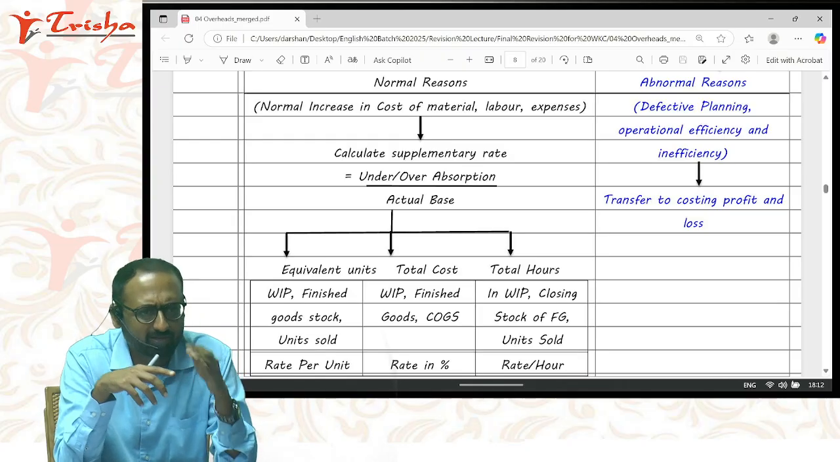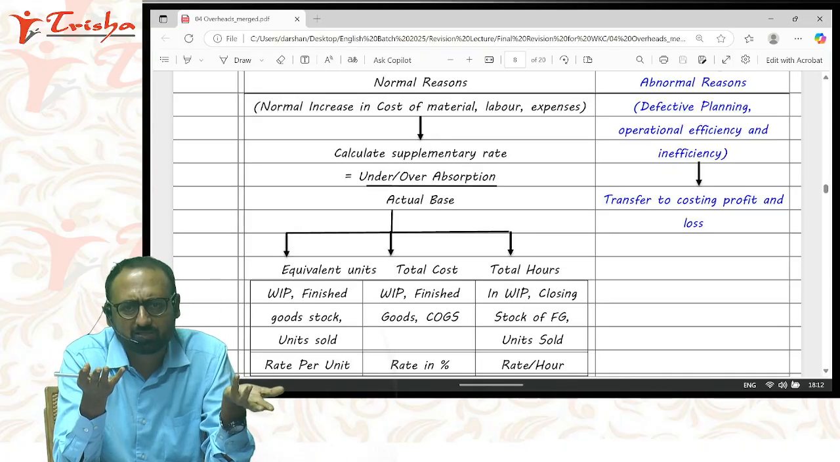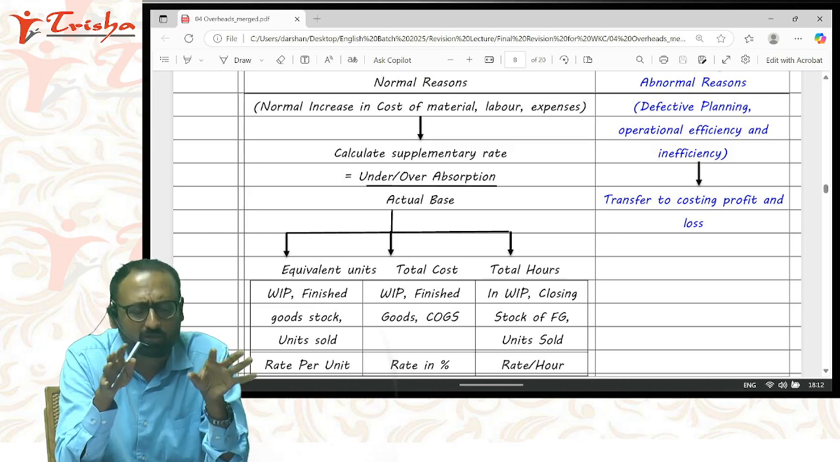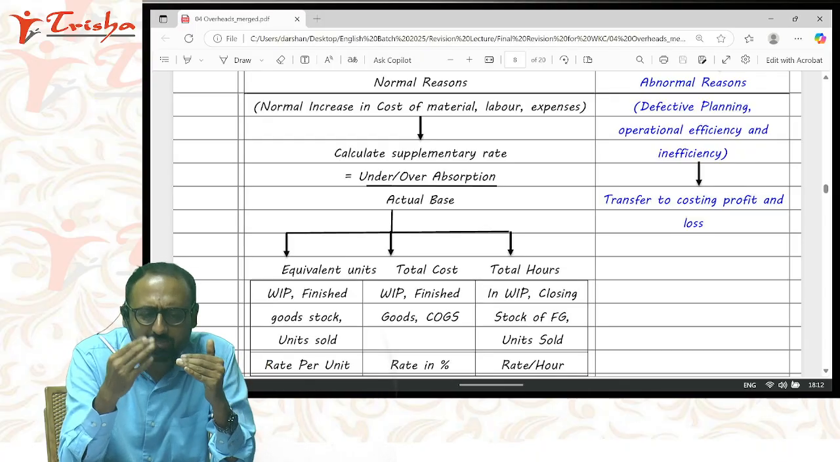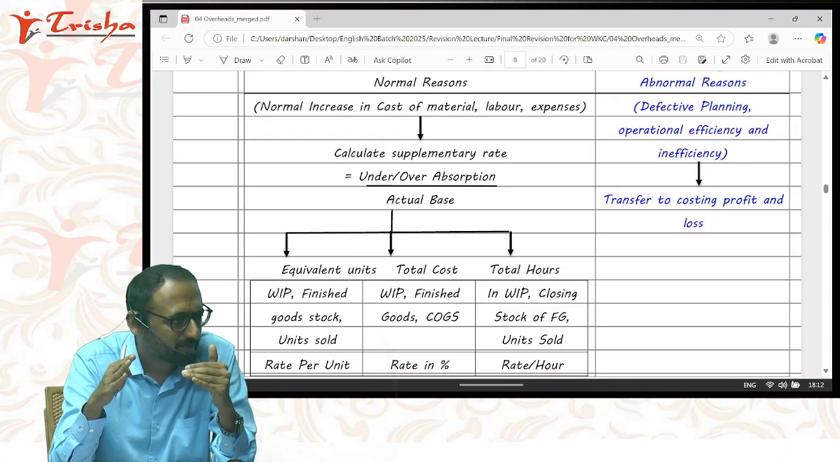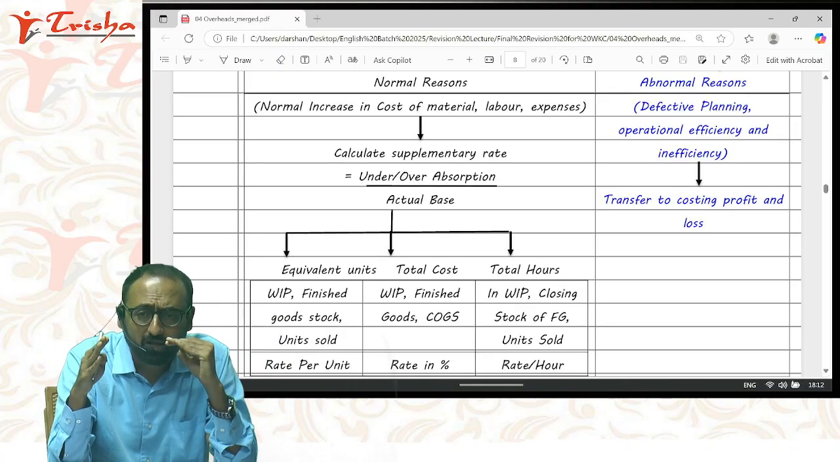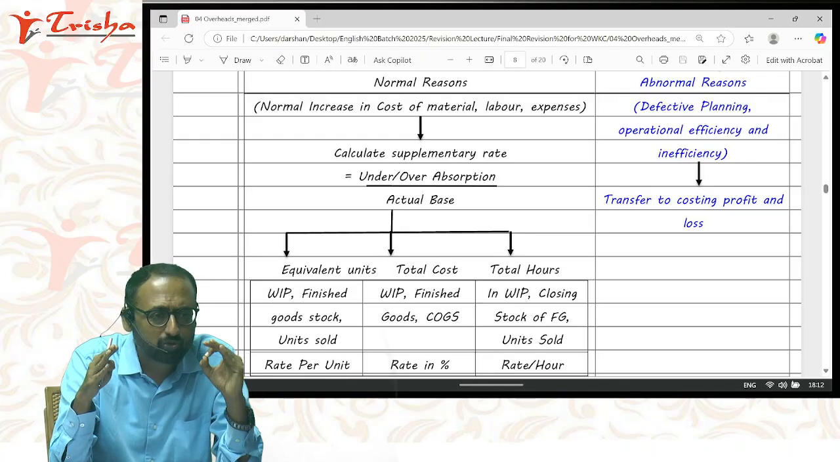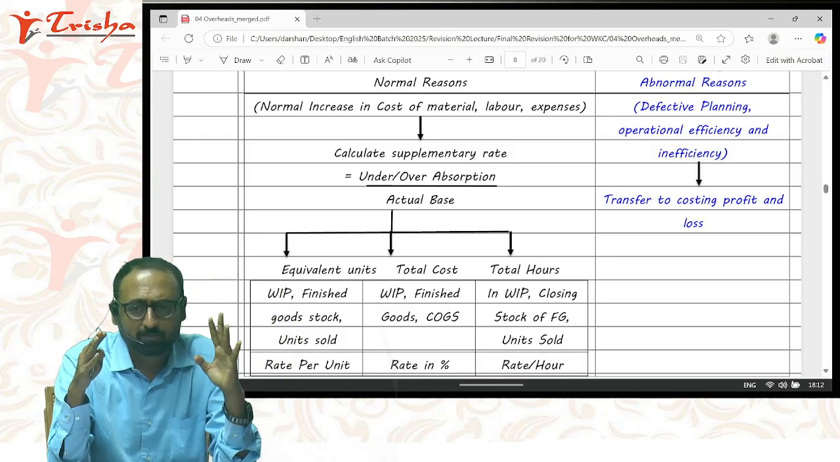If it is given that cost is increased, the surgery cost may not be equal to your budgeted, it may increase. So if your cost is increased, it is a normal reason. And if under absorption or over absorption happens because of normal reasons, you will calculate the supplementary rate.